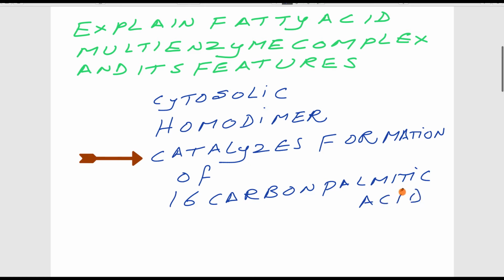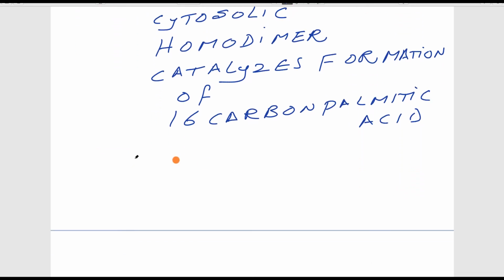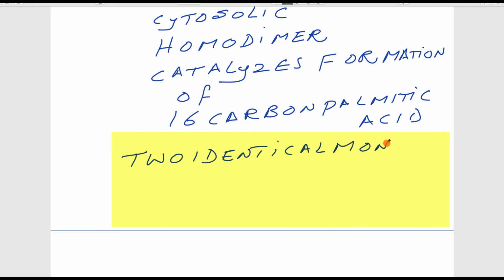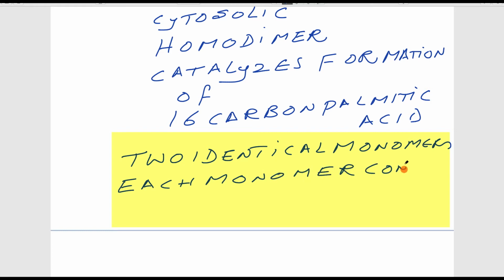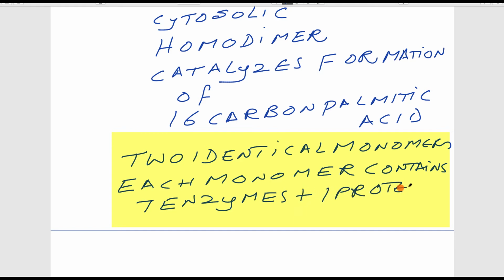As I said, two identical monomers are present. Each monomer contains 7 enzymes and one protein. That protein is acyl carrier protein.